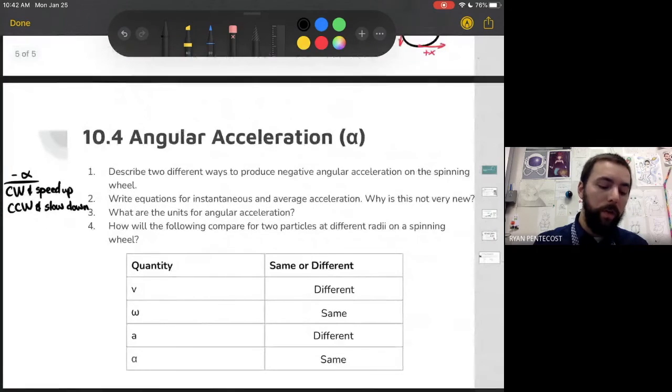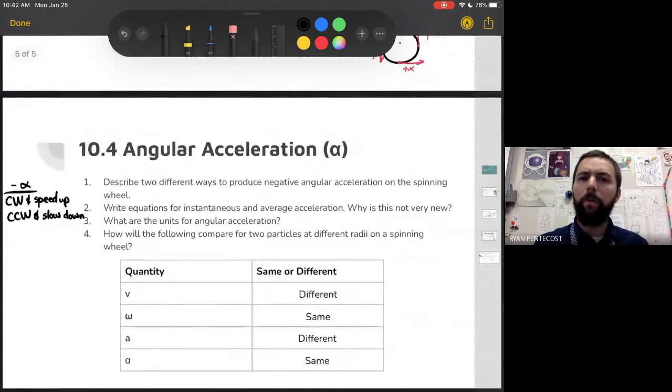So nothing new, just the idea that clockwise and counterclockwise are now the directions that we're talking about, and the direction of angular speed is now up and down, not in a circle.